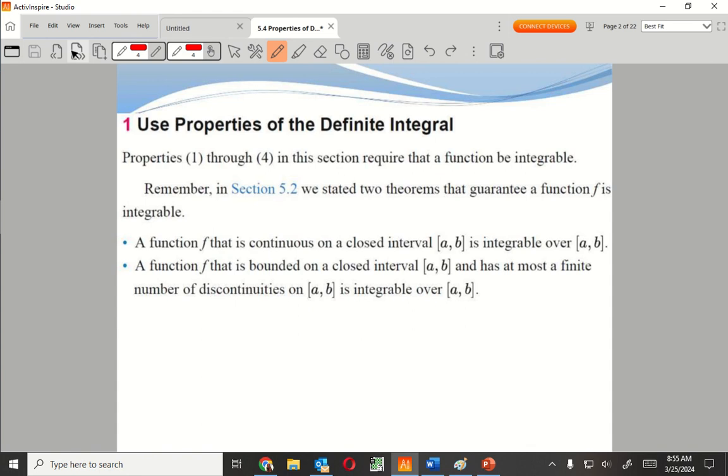A function that is continuous on a closed interval from a to b is integrable from a to b. A function that is bounded on a closed interval from a to b and at most has a finite number of discontinuities is integrable over a and b.